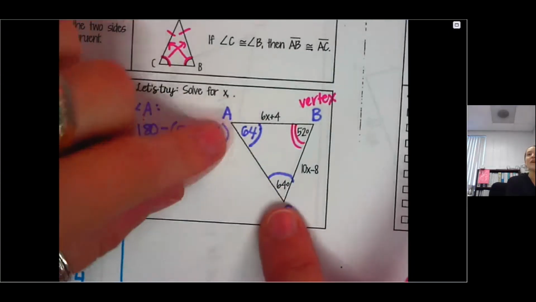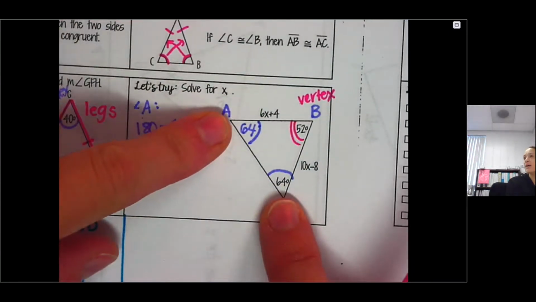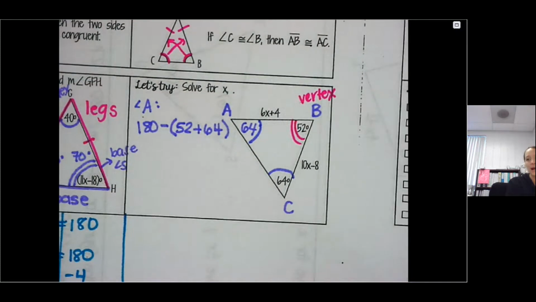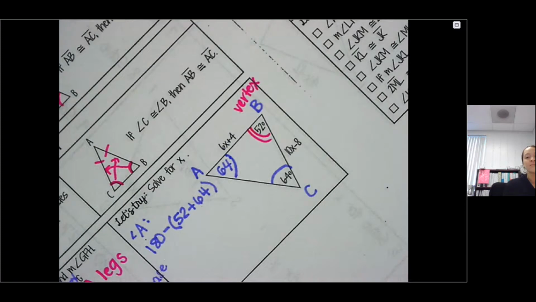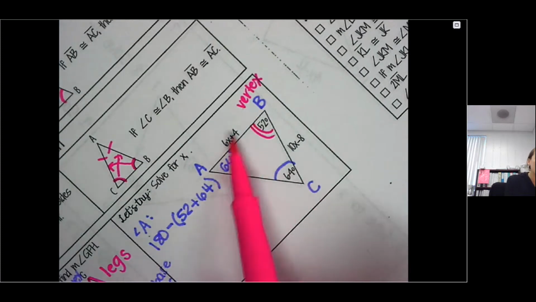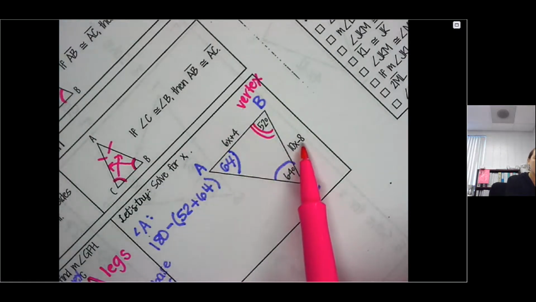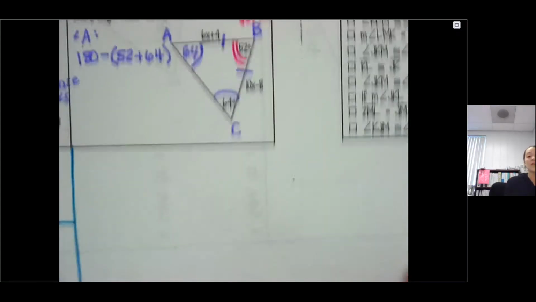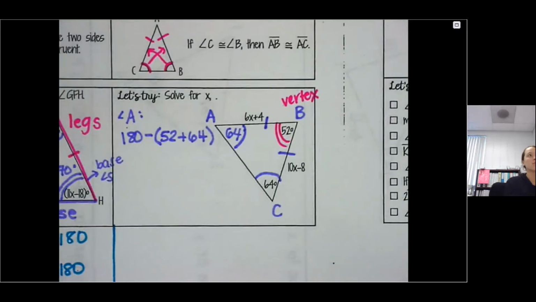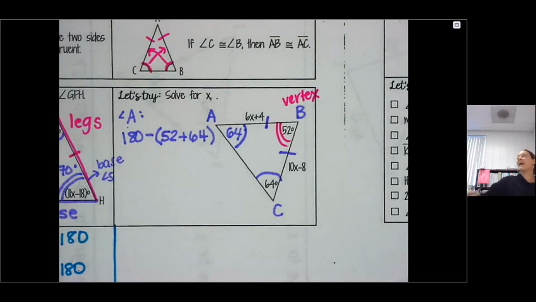Now again, don't let it fool you. They're not at the bottom, right? Base does not mean it has to be at the bottom, but you also can just turn your paper. There's my base angles, which means what about these two sides? They're the same. So I'm going to put a tick mark on them to show that they're the same. What sides are those called when the two sides are the same? The legs. Good. Okay, so I've got my two legs, and I'm trying to solve for x.